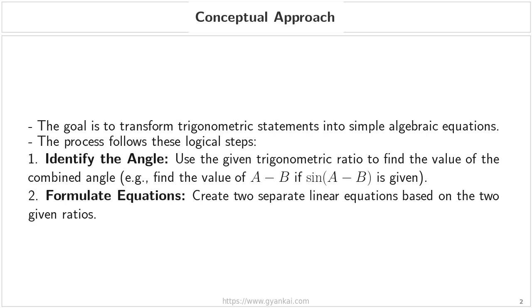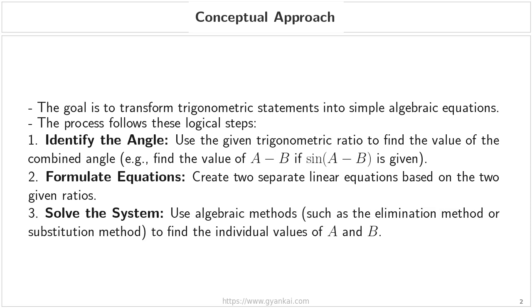Second, we need to formulate equations. Usually, you will be working with two different ratios. By finding the values for both, you will create two separate linear equations. Finally, we solve the system. Once you have those two equations, the trigonometry part is actually over. You are now back in the realm of algebra, where you can use standard methods, such as the elimination method or the substitution method, to find the individual values of A and of B.